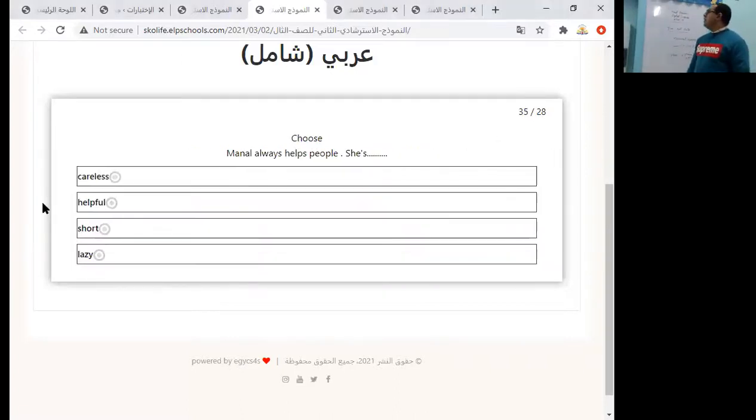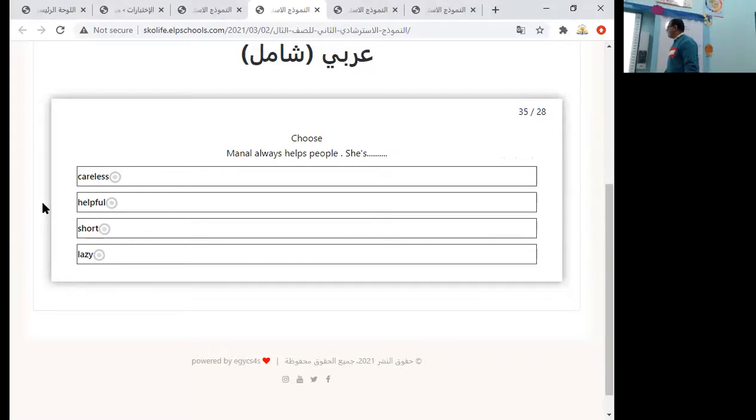Okay. Manal always helps people. She is ___. Take care, please. Here, the blank comes after verb to be is. So I need to change the verb helps into an adjective. So the adjective from help is helpful. Manal always helps people. She is helpful. The second one.